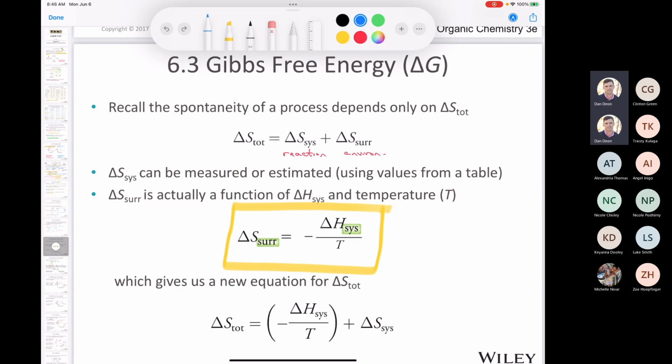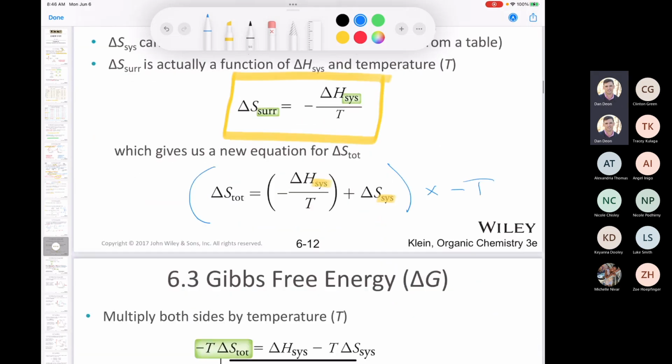And now we've defined the total entropy, again, what is going to govern whether the reaction is spontaneous or not, totally in terms of the system, only based on the system. And so we can get both of these quite easily. And so now what we're going to do is take this entire equation here and multiply it by negative T. What happens when we do that?